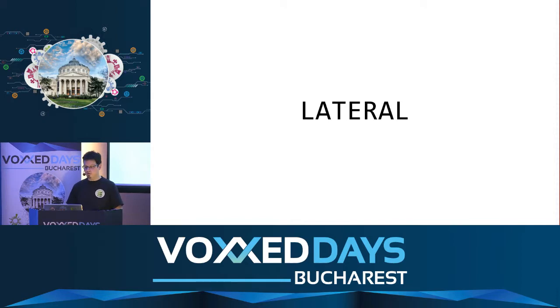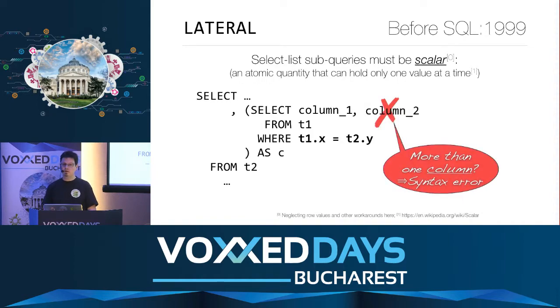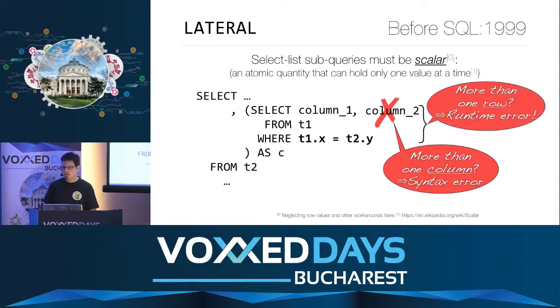And I want to show you, first of all, the lateral. Who knows what is lateral? It's a valid SQL keyword, at least in many databases. Okay, I will show you the problem it solves. If you look at this query, it has a subquery in the select list. That's a so-called scalar subquery because it may return only one column and only one row. If you try to select a second column here, you will get a syntax error. If you accidentally select more than one row, you will get a runtime error. Even better. Nevertheless, there are good use cases for this kind of subqueries.